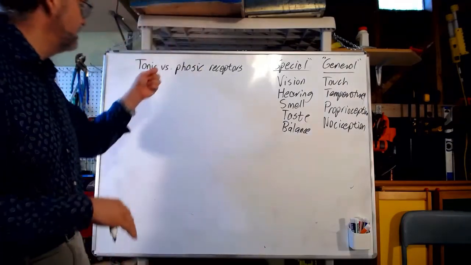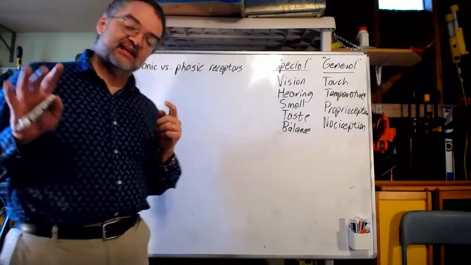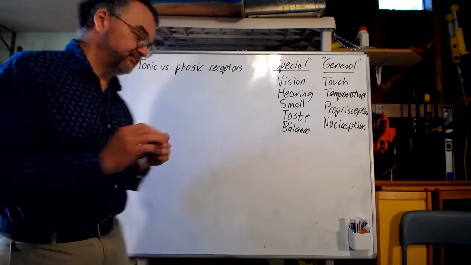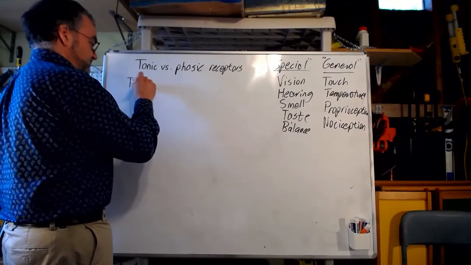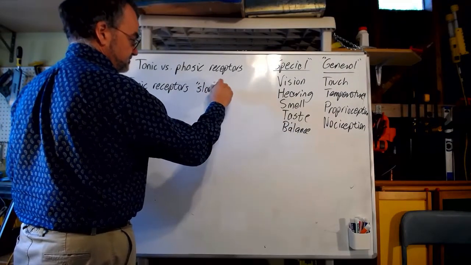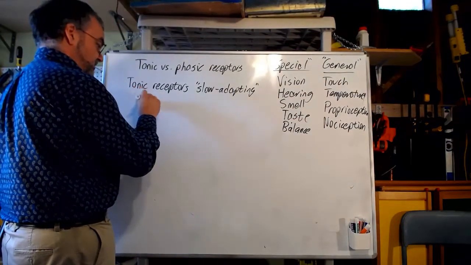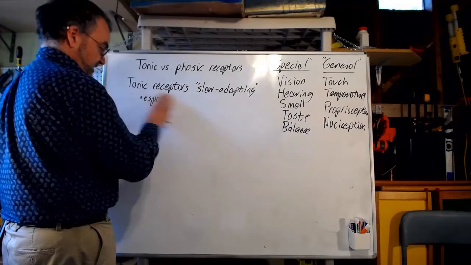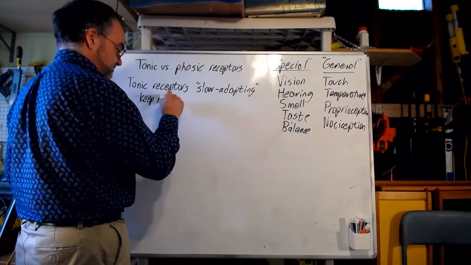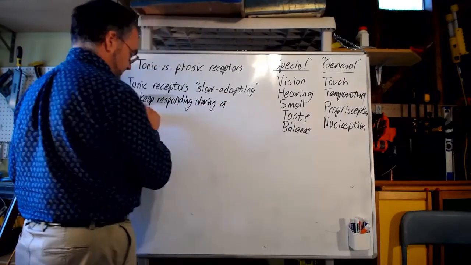Interesting point, but anyway. The idea of tonic versus phasic receptors, usually applied to general senses, is whether that receptor continues to respond to a constant stimulus. So tonic receptors, sometimes we call these slow adapting, keep responding during a constant stimulus.